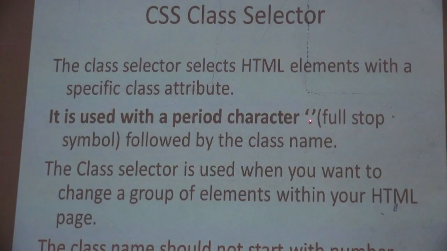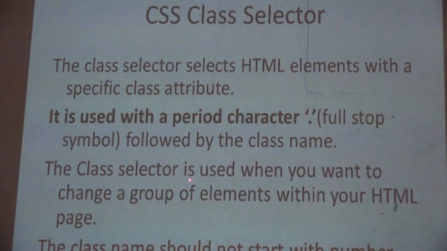This is denoted in single quotation as full stop. The period character is also known as the full stop symbol in English, followed by the class name. It is the same as the ID selector, only with the difference that in the ID selector we use the hash symbol, and in the class selector we use the dot symbol, or period symbol, or full stop symbol.